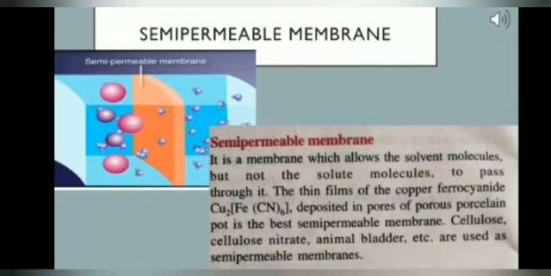Here the size of the solute particles is larger than the solvent molecules. So through this membrane, solvent molecules will pass through it, and being larger in size, solute molecules will not pass through it. The various types of membranes used are copper ferrocyanide, which is used in the Berkeley-Hartley method to measure the osmotic pressure. Cellulose nitrate, animal bladder, etc. are also used as semi-permeable membranes.